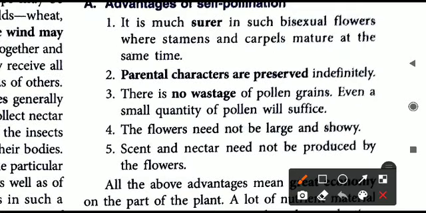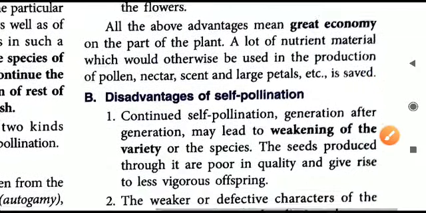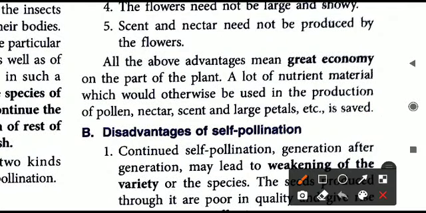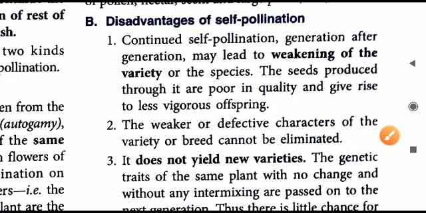So these are certain points. Surety of pollination to take place. Parental characters are preserved, the same parental properties will be there. No wastage of pollen grains. No need of large and showy flowers, and no need to prepare the nectar. These are all advantages of self pollination. And ultimately this means a great economy, a large amount of energy of the plant is saved in this process, because nectar and scent and large petals etc. are not required. Let us come to the disadvantages now.